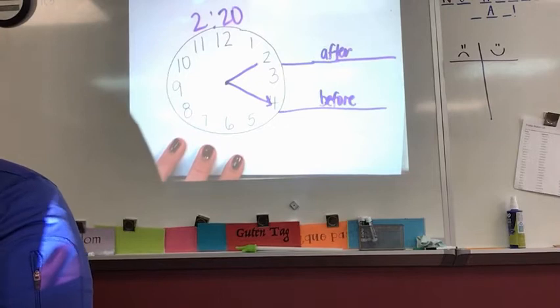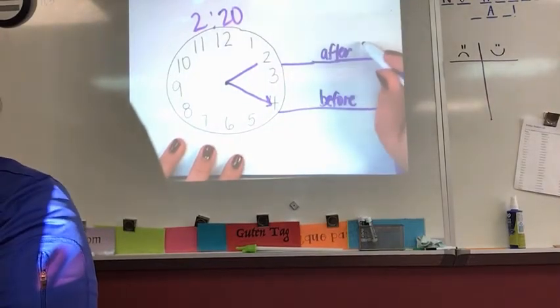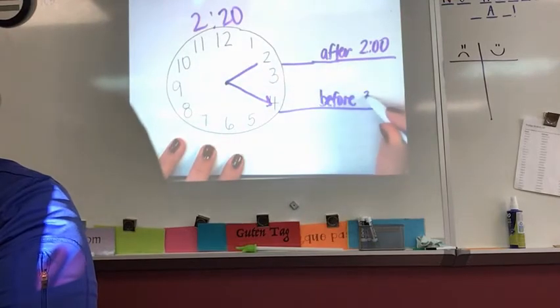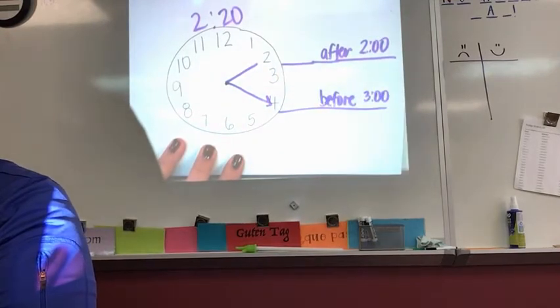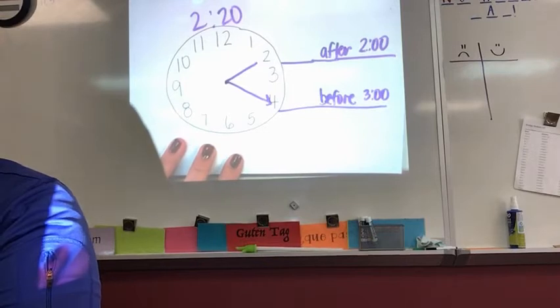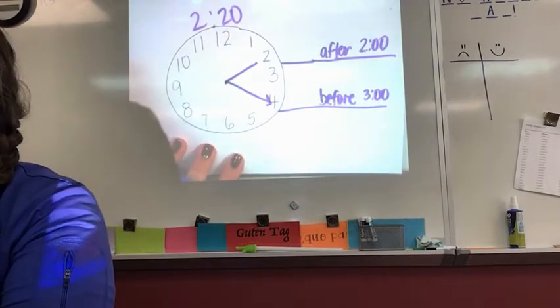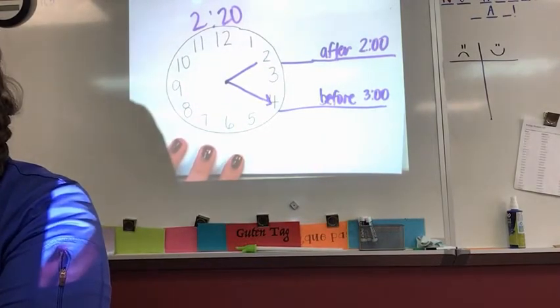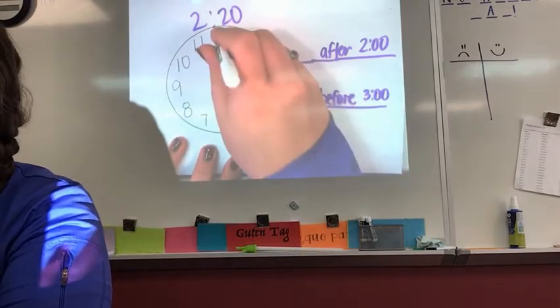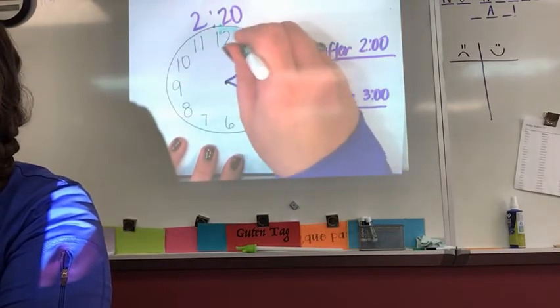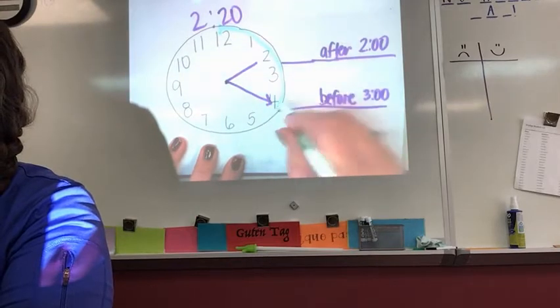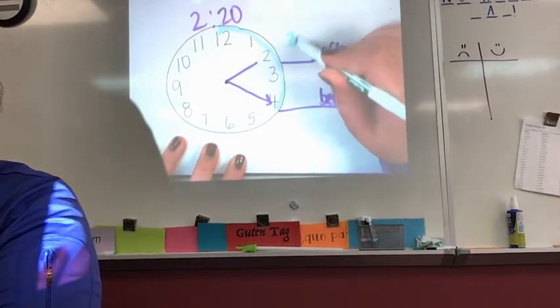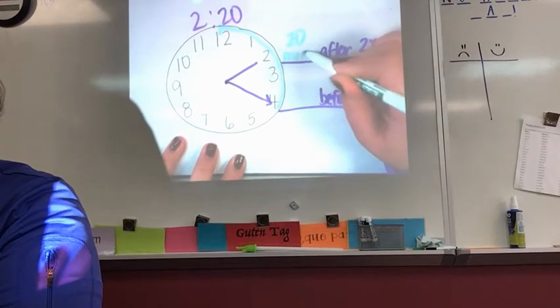So I have gone, let's see, how many minutes after 2 o'clock, and I am before 3 o'clock. How many minutes have I gone after 2 o'clock? Let's count. 2 o'clock started at the 12. 5, 10, 15, 20 minutes after 2.